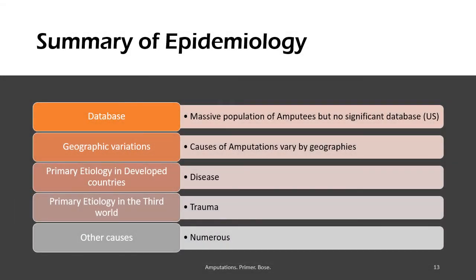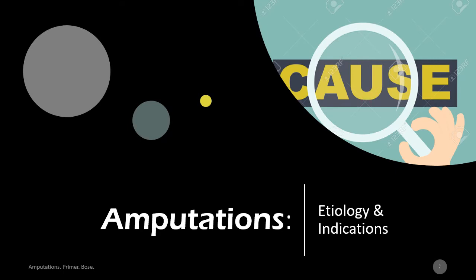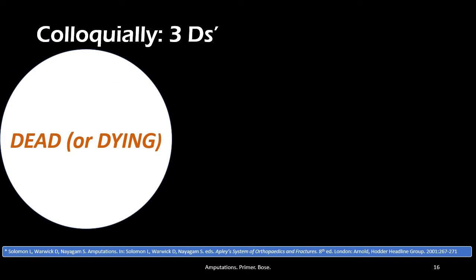And in this slide, this is the summary of the epidemiology discussed so far. We'll now look at the etiology and indications of amputations. Colloquially speaking, the cause of amputations can be distilled into the 3Ds. First D would be for dead, or a part of the body which is either dying or is completely dead. This could be equated to conditions like gangrene and necrosis.